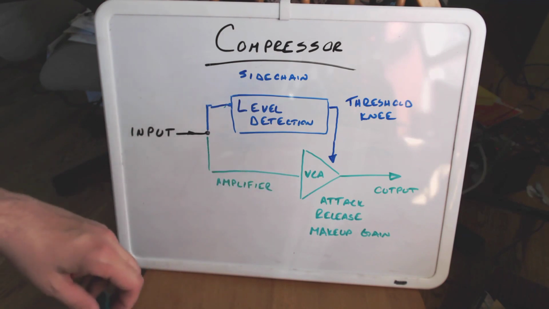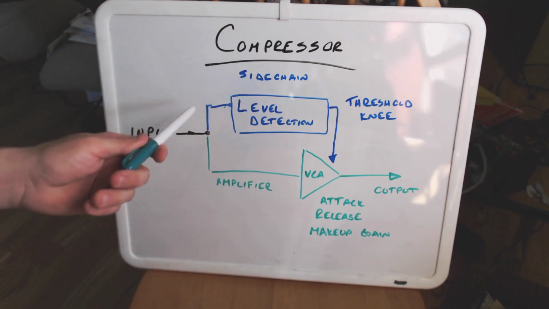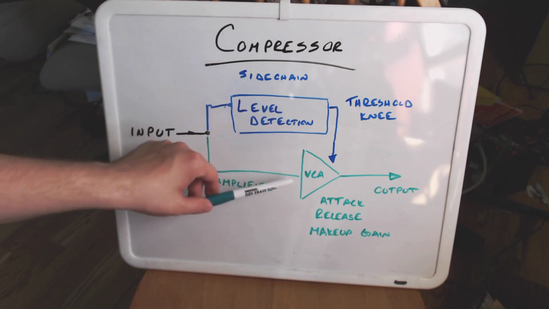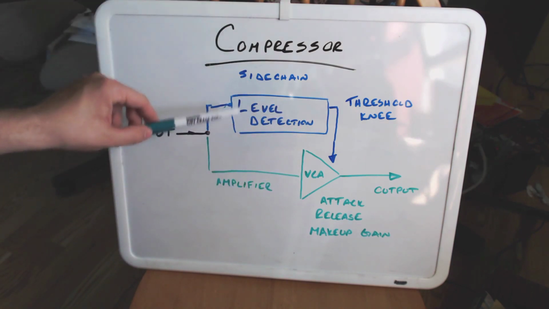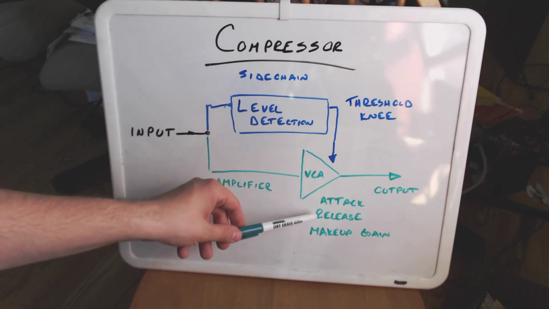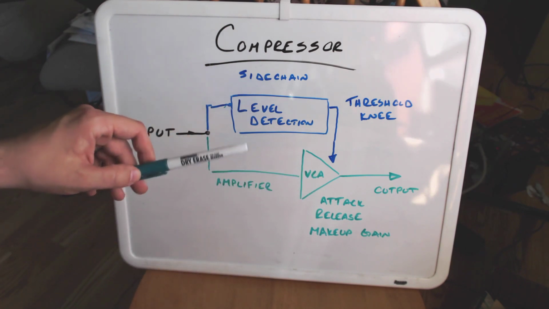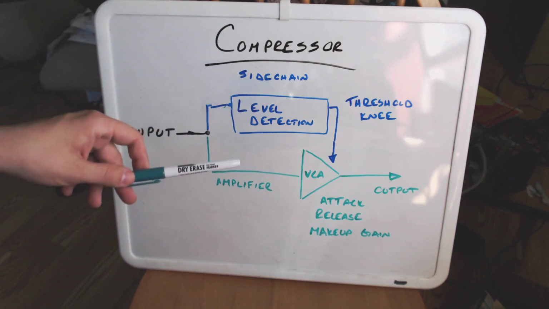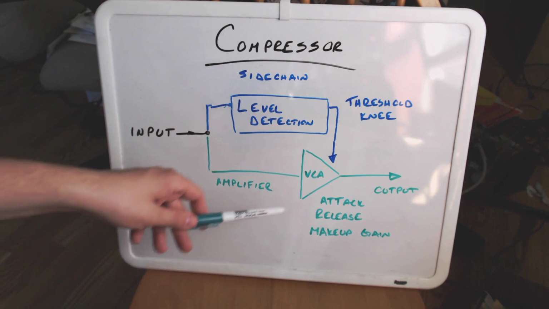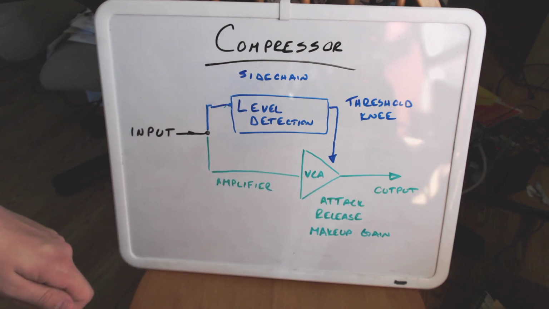The amplifier is a voltage-controlled amplifier, VCA, which we should be familiar with in the modular world. When the level goes above the threshold, the VCA will reduce the volume by a given amount, usually set by the ratio. The attack and release will determine how quickly the VCA reduces the volume or attenuates it, and then releases it to go back up to the normal output. And then the audio is output here.